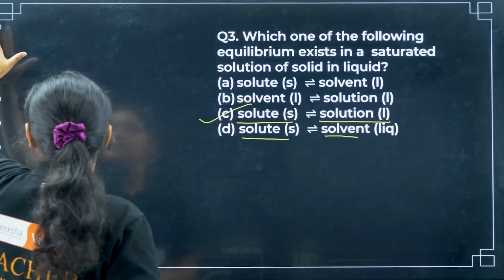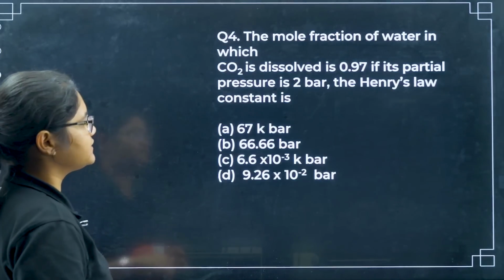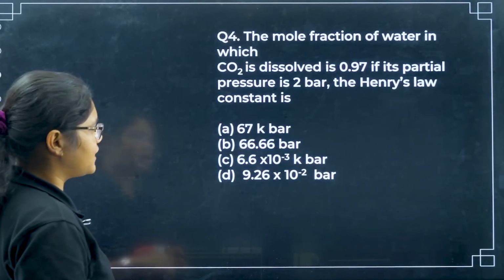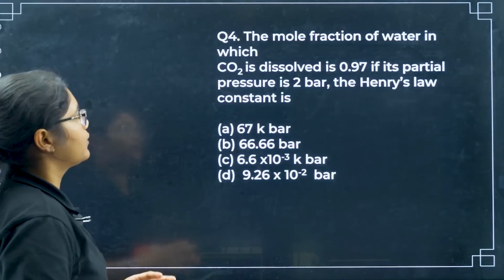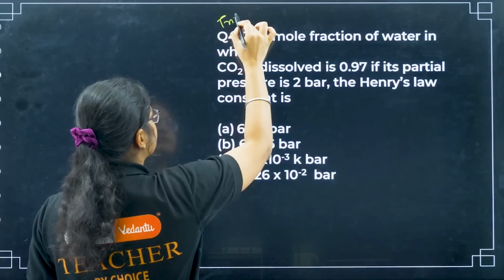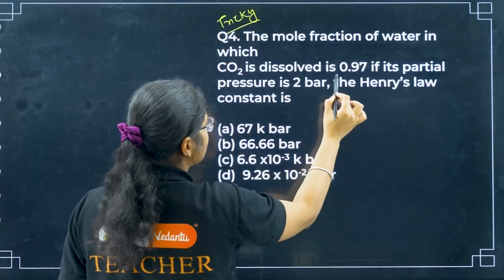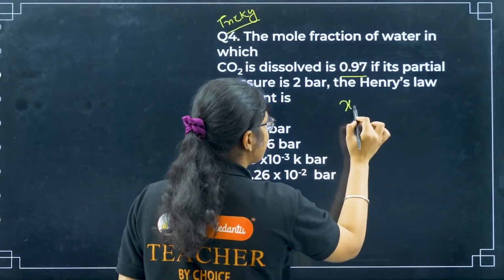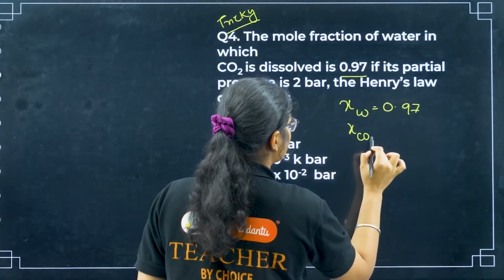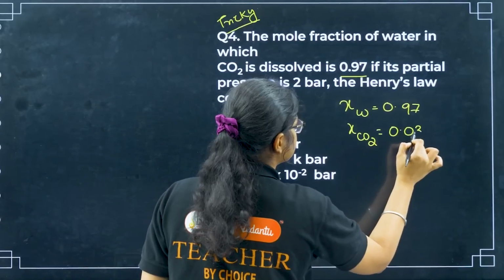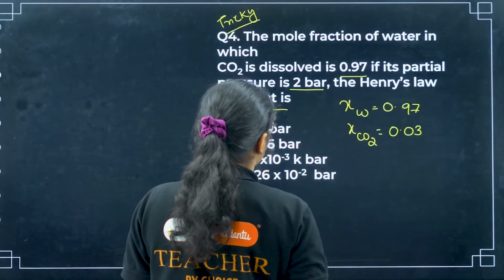Next, the mole fraction of water in which CO2 is dissolved is 0.97. If its partial pressure is 2 bar, then the Henry's law constant is. Now this is a very tricky question, but an easy question as well. You see, the mole fraction of water in which CO2 is dissolved is 0.97. What is the mole fraction of CO2 then? I can just subtract this one, 0.03. You have to find the Henry's law constant, and the partial pressure is 2 bar.